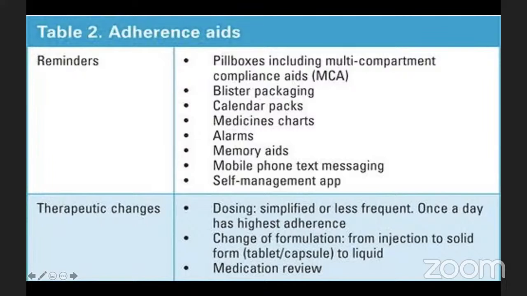And also, another one is therapeutic changes. I think with TB treatment, it's good that we don't change the regimen as much unless there is TB resistance or other factors. So it's important to simplify dosing as much as possible. And if we're explaining to patients, don't say you're going to take 5 milligrams per day. Just say take 1 tablet or 1.5 tablets a day.